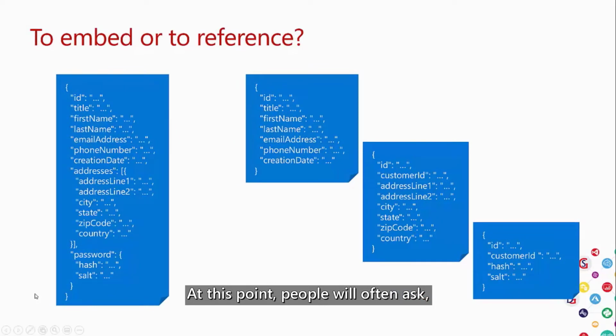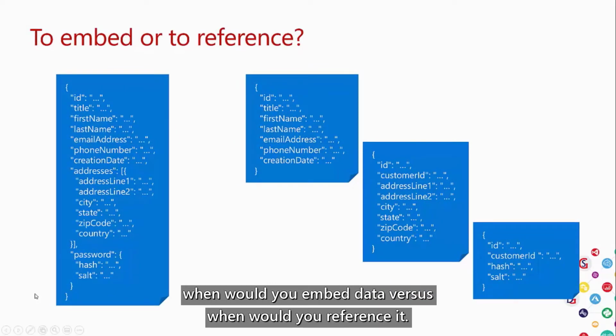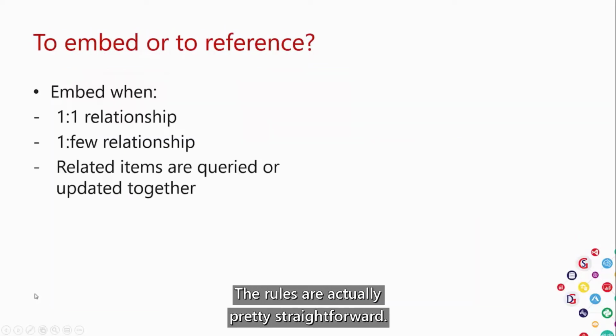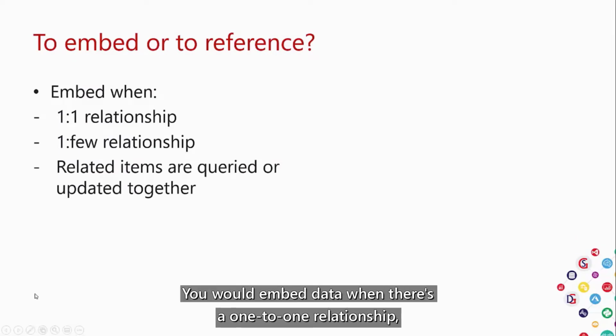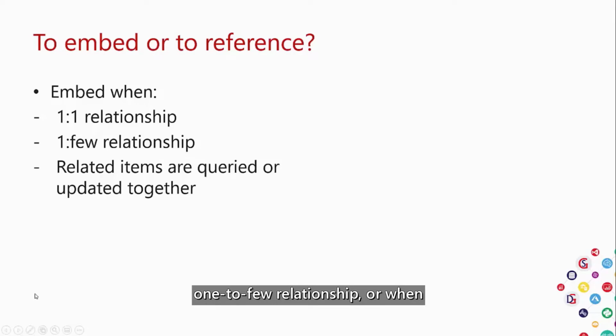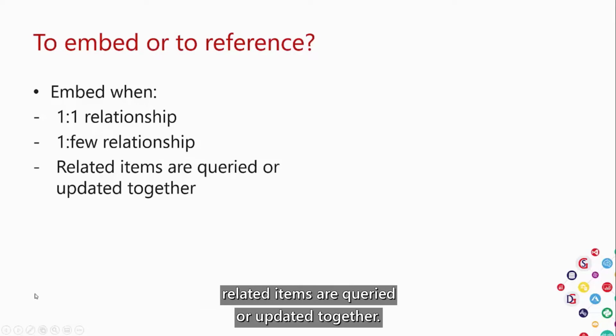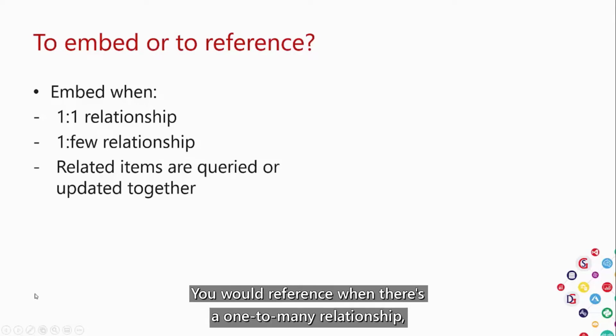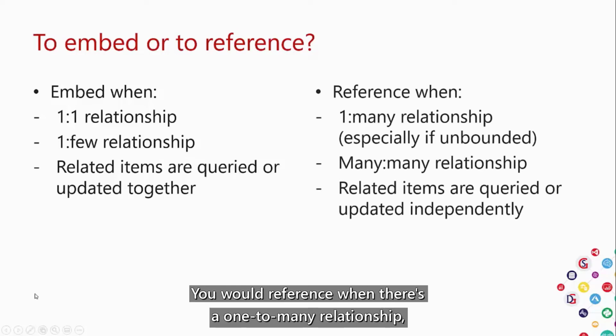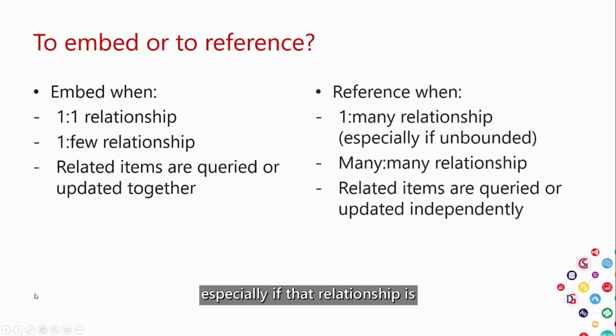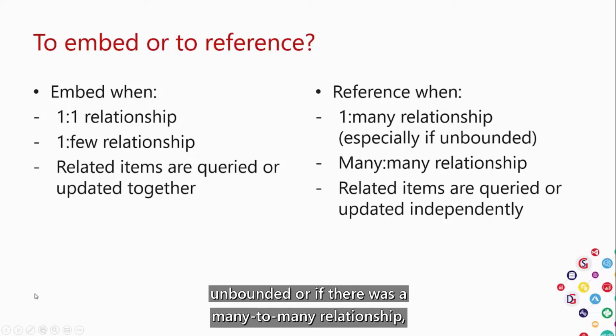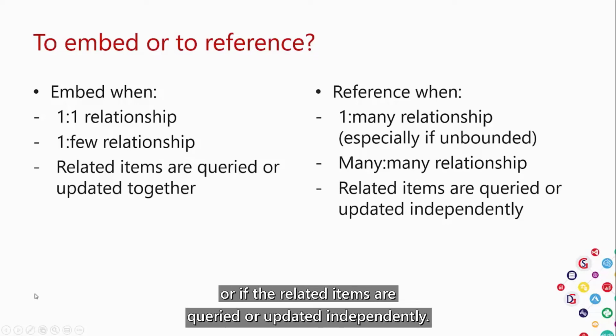So at this point, people often ask, when would you embed data versus when would you reference it? And the rules are actually pretty straightforward. You would embed data when there's a one-to-one relationship, one-to-few relationship, or when related items are queried or updated together. And you would reference when there's a one-to-many relationship, especially if that relationship is unbounded, or if there was a many-to-many relationship, or if the related items are queried or updated independently.